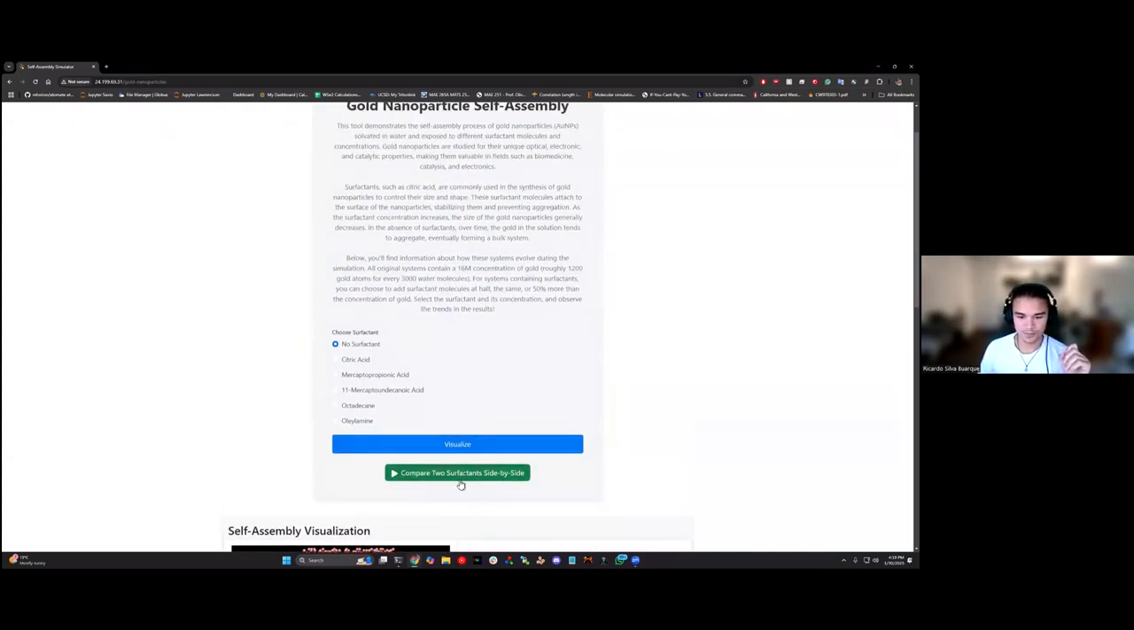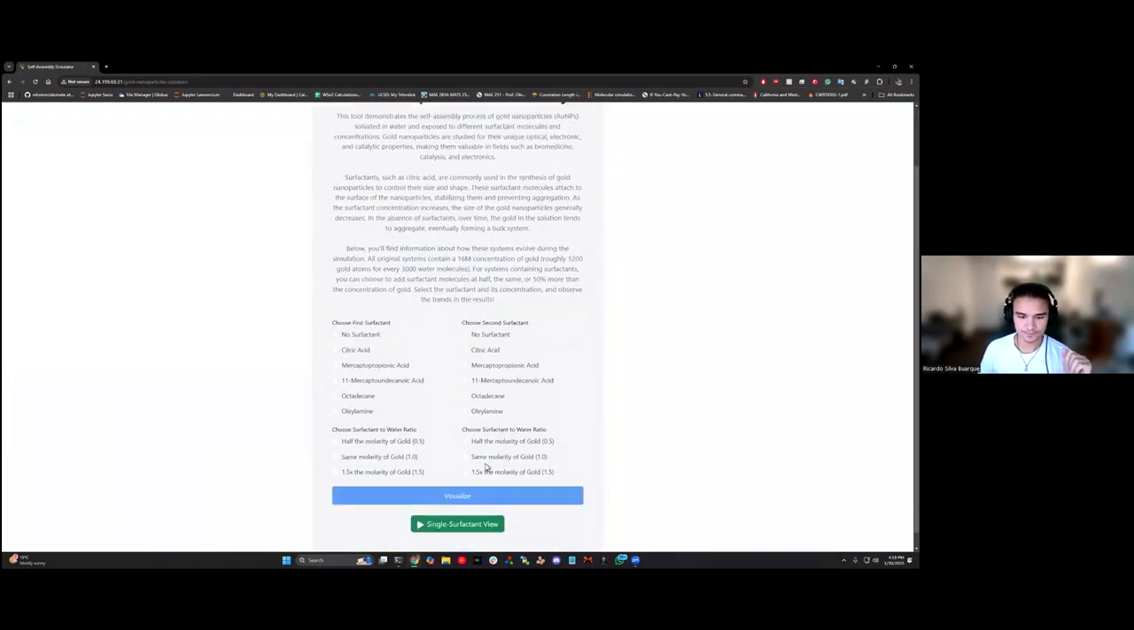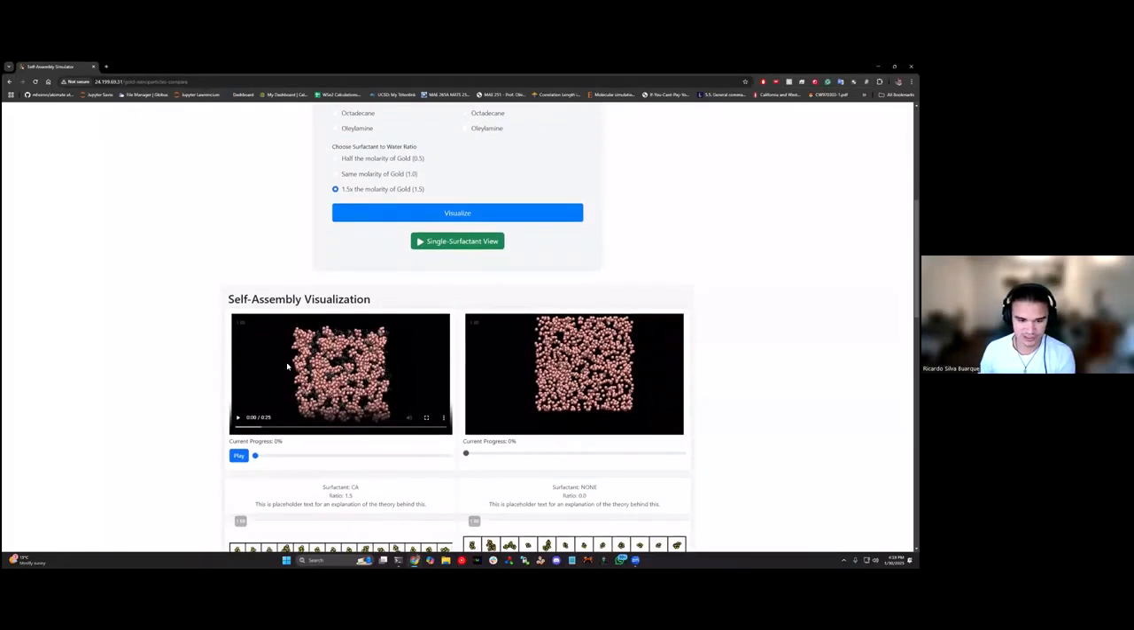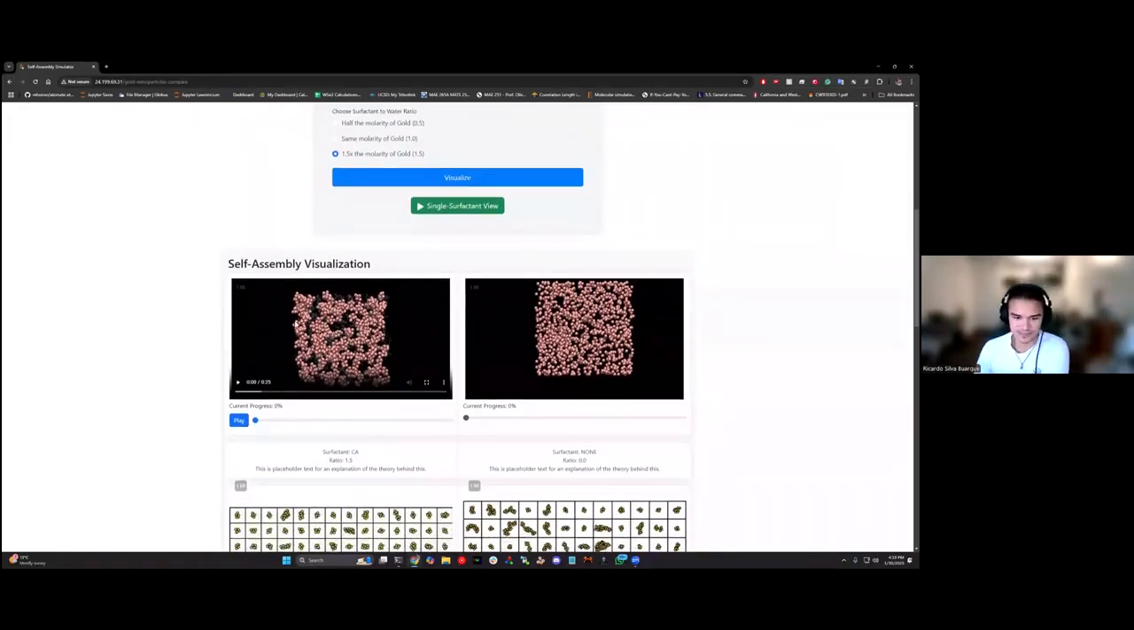And if you actually want to compare two structures, you can, for instance, compare a system where you have citric acid as a surfactant, and the citric acid can be, for instance, at 1.5 times the molarity of gold. And then you can compare it to a system where there's no surfactant whatsoever, right? And then you can see the starting positions of the systems here. This is how we randomly generated the system with gold and some of these citric acid molecules over here. And then this is how we created the system with just gold and water. Of course, there's water in both of them, as I just mentioned, right?